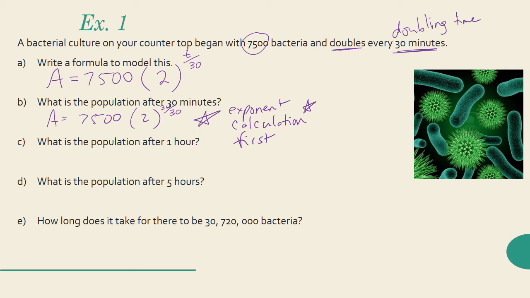So you do 30 divided by 30 first, which is 1. So we have A equals 7,500, and then to the power of 1, because 30 divided by 30 is 1. Now type that into your calculator just like you see it. So 7,500, bracket 2, bracket exponent 1. Hopefully you get 15,000.